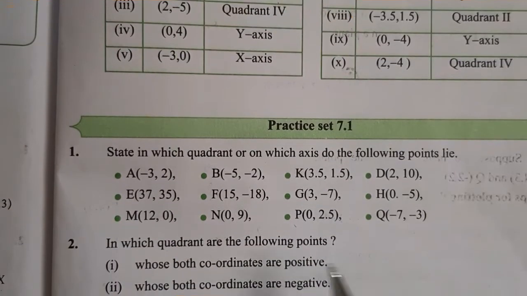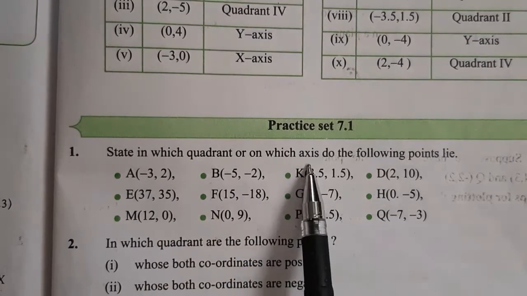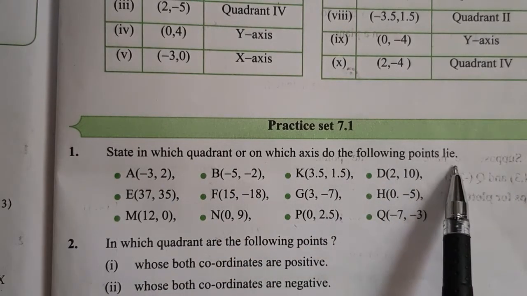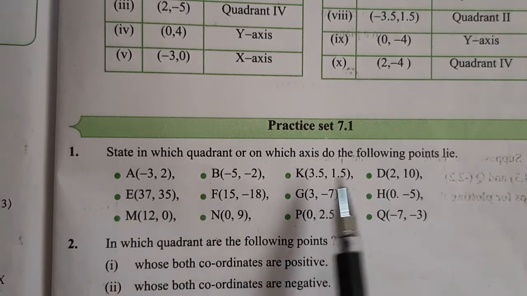First question from practice set 7.1. State in which quadrant or on which axis the following points lie. Let me explain here with a solved example. The same question is given here.